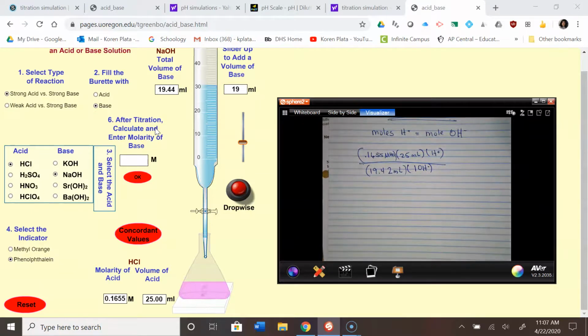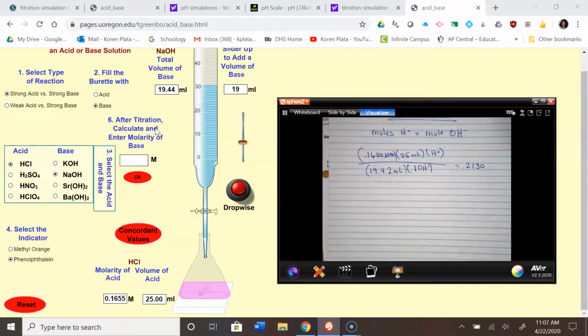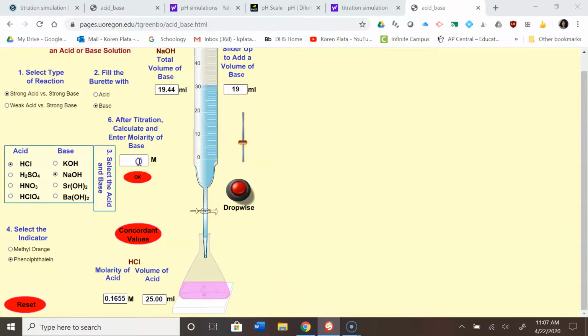So if I do that math, I wind up calculating, turn my calculator on would be useful. I wind up with a molarity that is 0.2130 molar. So now I could take that number and plug it into the molarity here. I'm going to 4 digits since everything else is 4 digits. I'm going to click OK, and hey, look, they said that I was right. I got the concentration correctly.